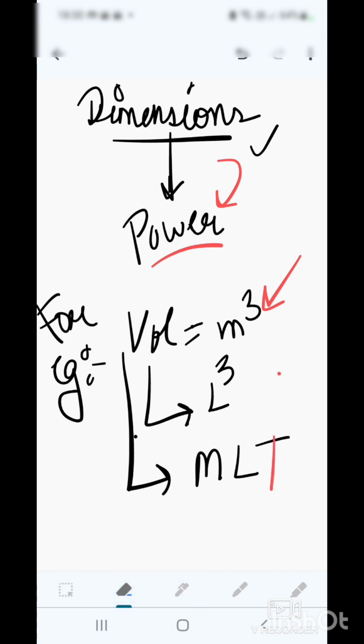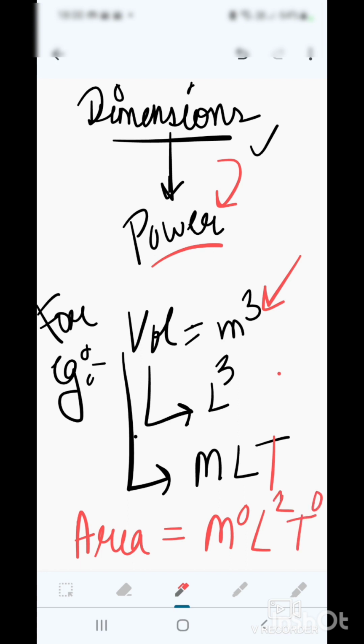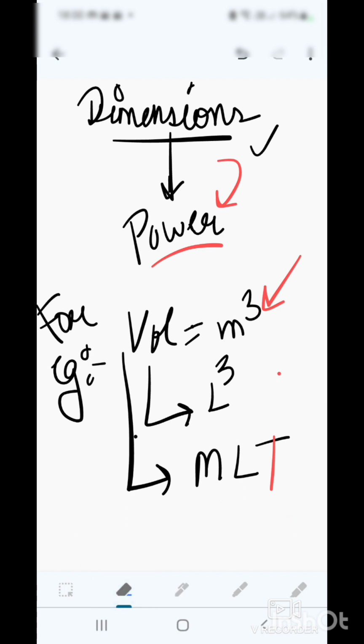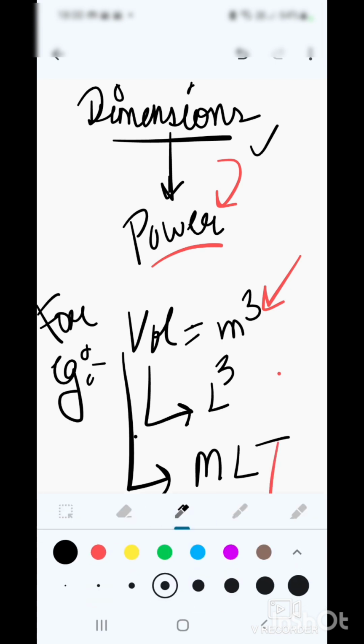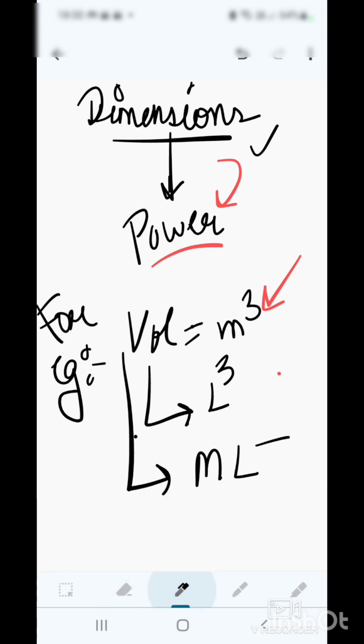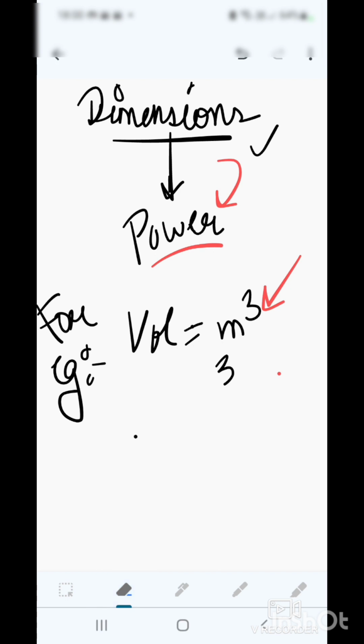So lastly, if we talk about the area, then area would be written as M0, because there is no mass, there is length which is 2, and there is time which is 0, because there is no time over there also. Or here there is L3, but as we can see there is no time, no mass. So we will write it as M0, L3 and T0. So these are simply dimensions.